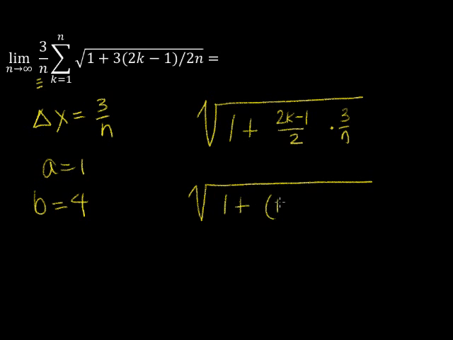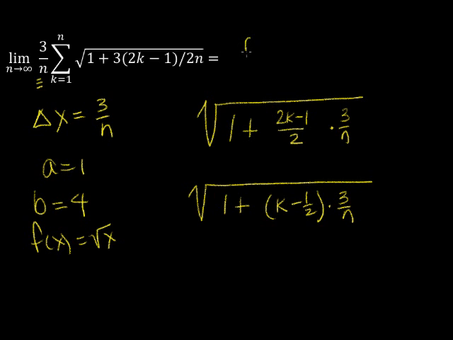That's 1 plus k minus 1/2 jumps of 3 over n. You don't have to write it the way I wrote it, but this is the way I did on that slide where we studied the systematic way of writing a formula for the right endpoint, the left endpoint, and the midpoint. So our function is the square root function.